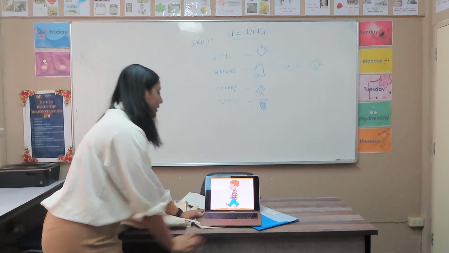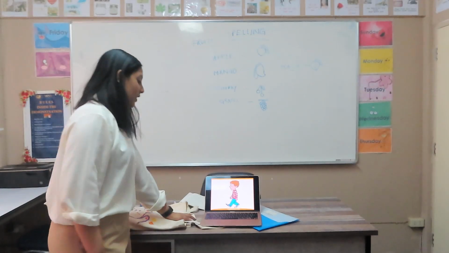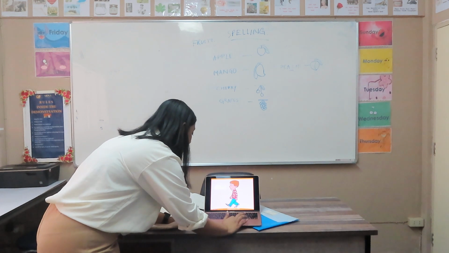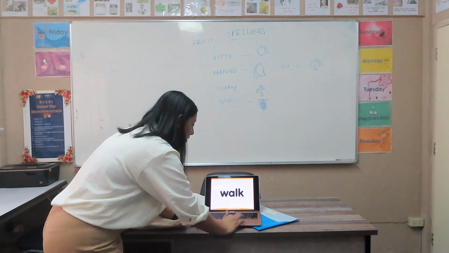What is he doing? Walking. Can everyone get up and do one step with me? Like this. Walking. Now, how to write walk? W-A-L-K. Walk. Everyone, write it down.